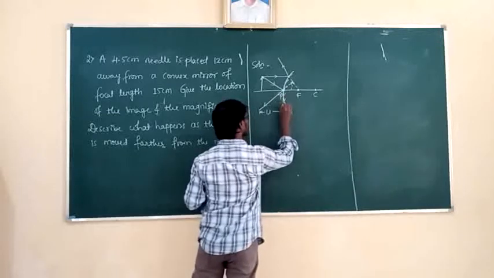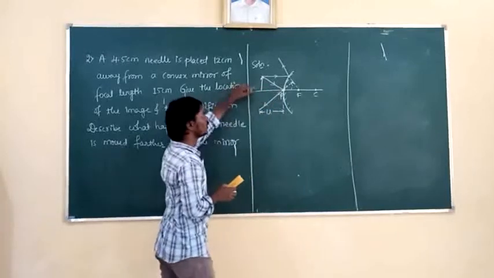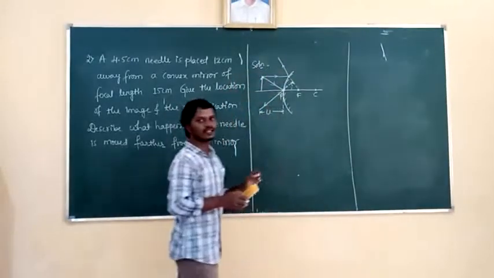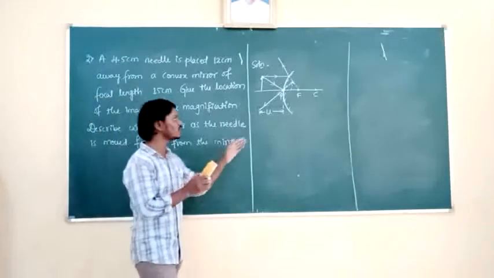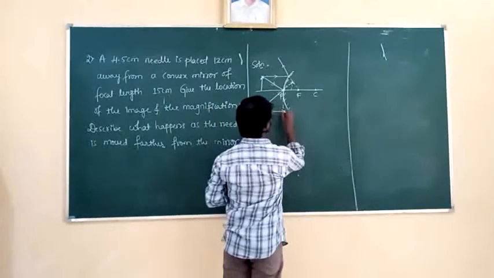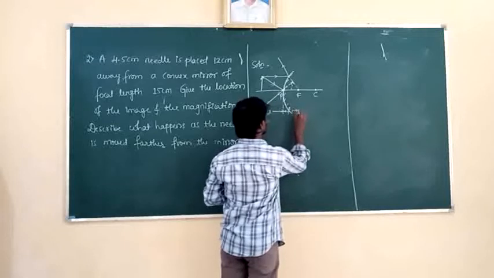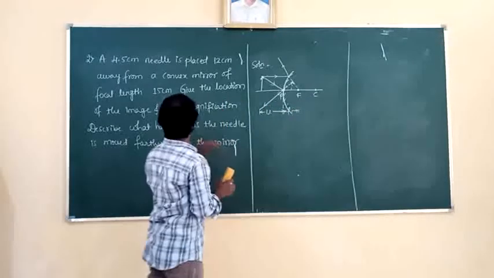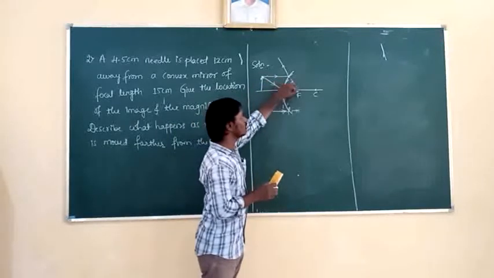Why is it minus? Because the object distance is measured from the pole in the opposite direction of incident light. If the distance is measured in the opposite direction of incident light, that distance can be taken as negative. Then focal length is given. Focal length is measured in the direction of incident light because your principal focus is at the right side.